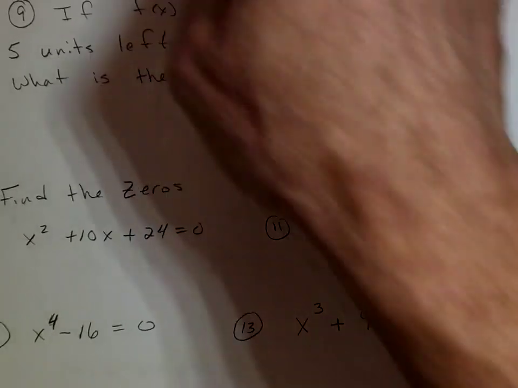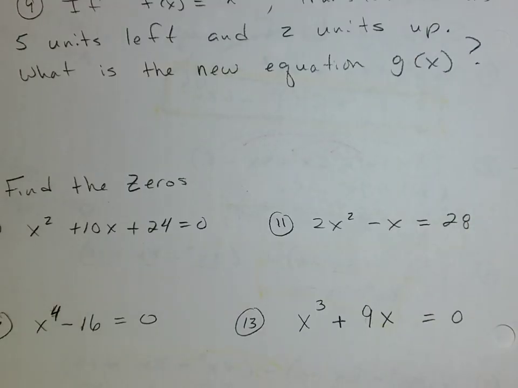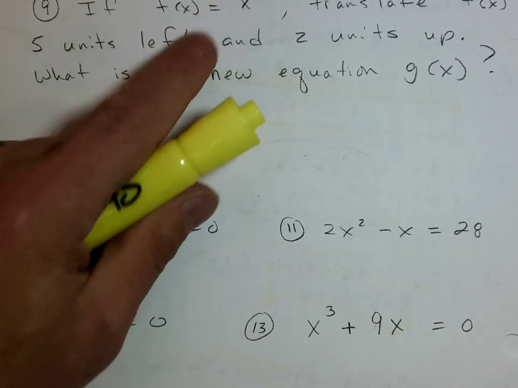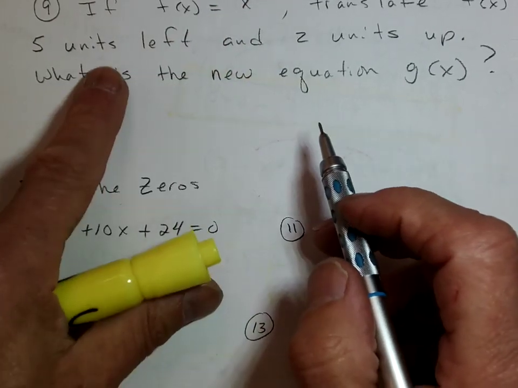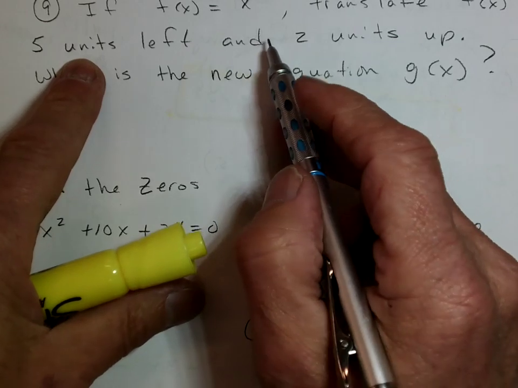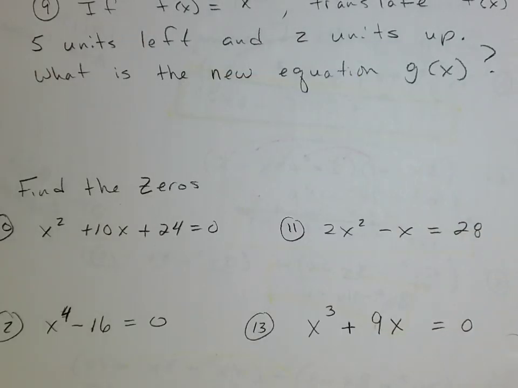All right, number 9. So it's going to be an x squared, but we're going to change it. We're going to take it and move it 5 units to the left. So, remember the dance? Anything done left or right is in the inside but the opposite.